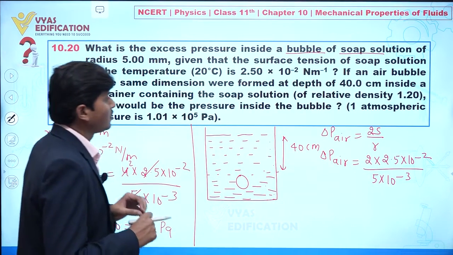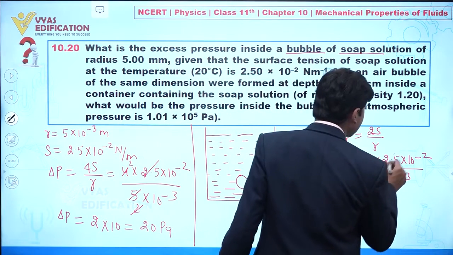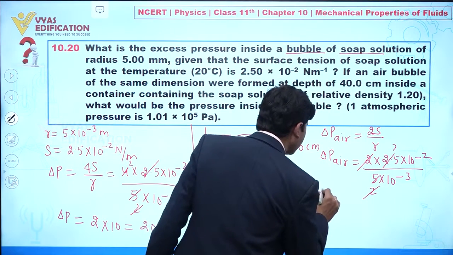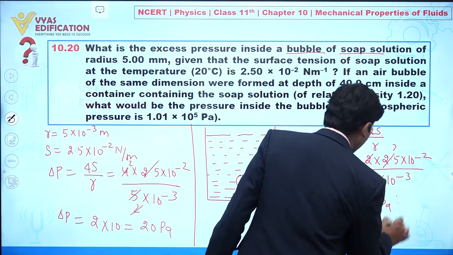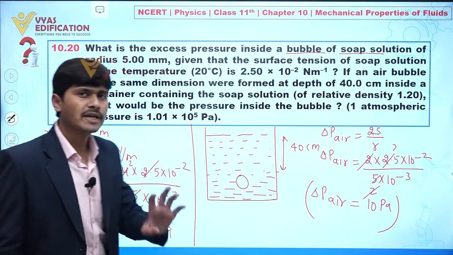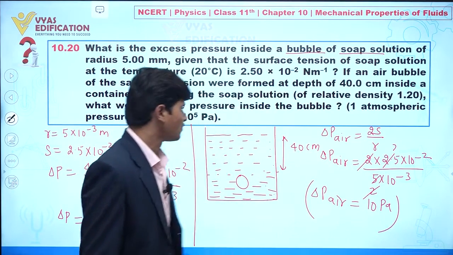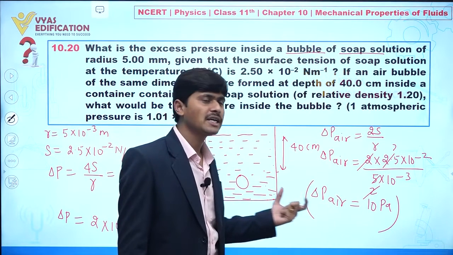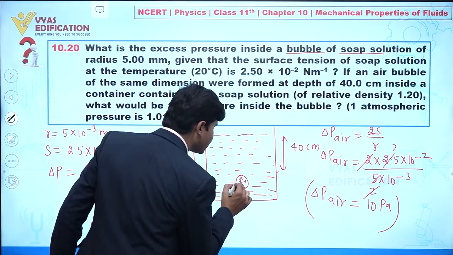Now if you calculate, this 2 and 2 cancel out, and from here the excess pressure of this air bubble is 10 Pascal. A very simple calculation, we have 4s by r and 2s by r. The important part is that this is the excess pressure inside this air bubble.